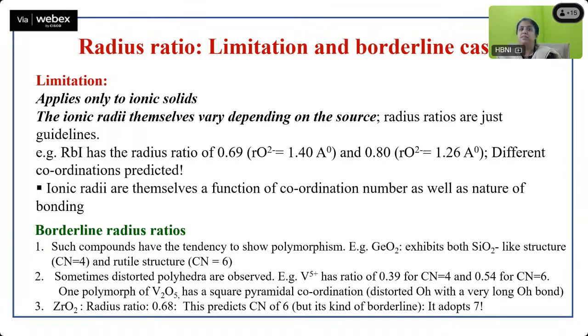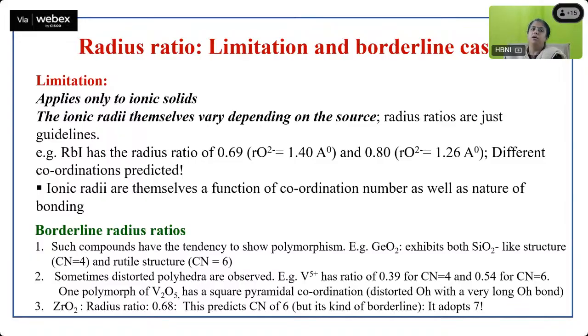There are various ways by which you can determine ionic radius, so ionic radii themselves vary depending upon how you have calculated them and which source you have taken them from. These are the factors you are actually using to calculate your radius ratio. If your ionic radius itself has an error margin, then obviously the radius ratio will falter sometimes, because getting a good radius ratio is the backbone of the radius ratio rule.